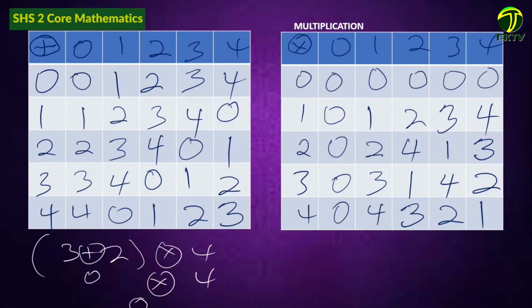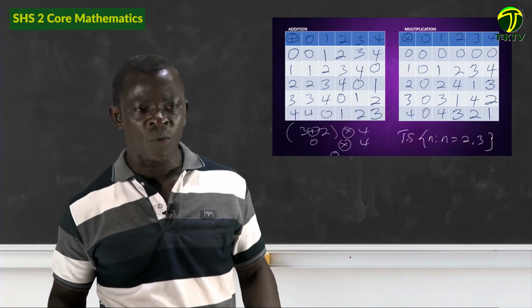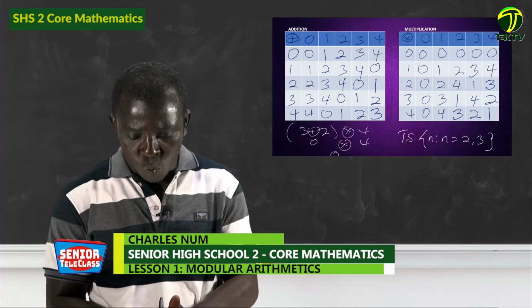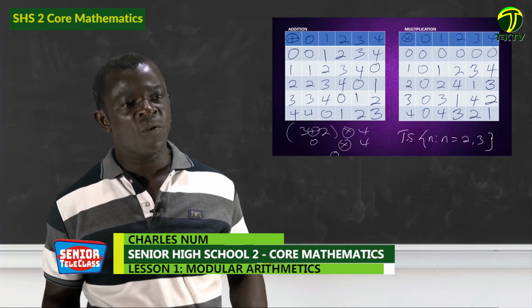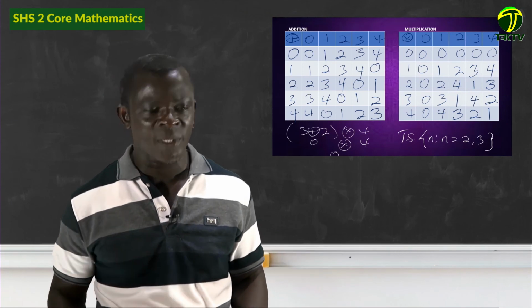So we just conclude, therefore, the truth set is the set of n such that n is equal to 2, 3. And you complete your set, you draw your set builder notation. In examination, you can't do the working somewhere and just write the truth set. No. We have to see where you did the substitution for 2 and that of the 3 must be shown before you write your final truth set. That one will serve as method and this one will serve as an answer.